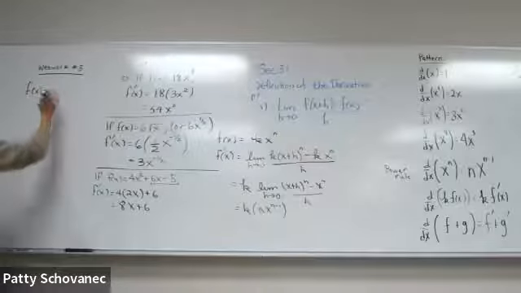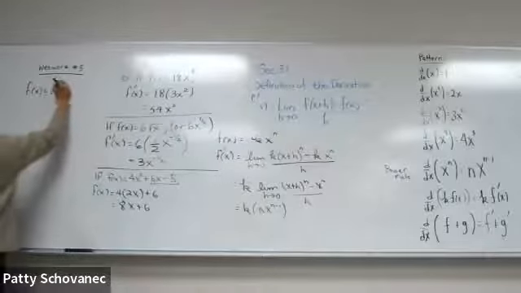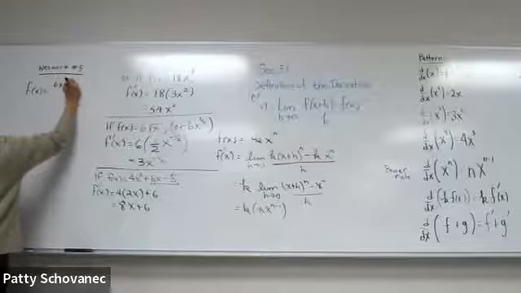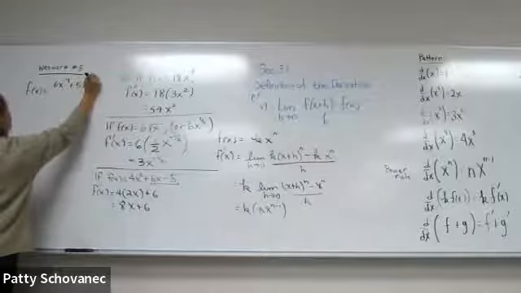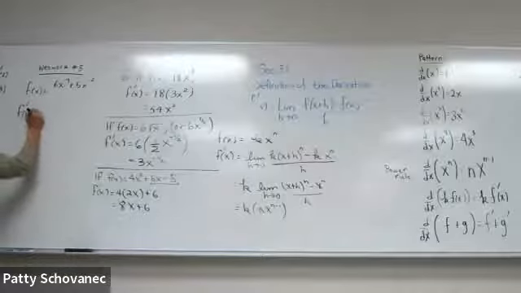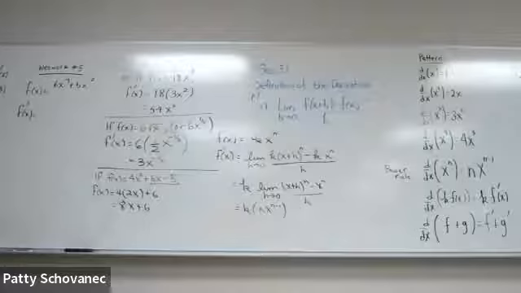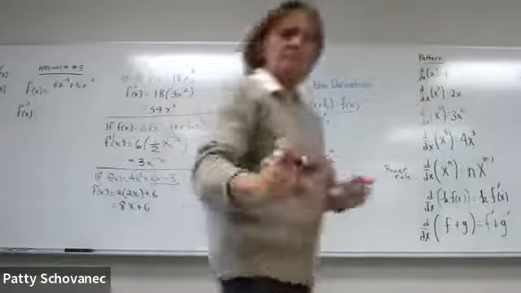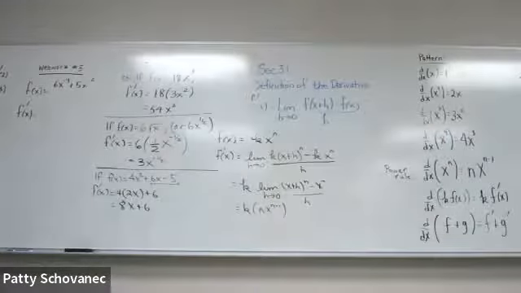F of x equals 6x to the negative 4th plus 5x to the negative 2nd. We want to find F prime of 2 and F prime of negative 3. So let's find f prime at x. See if these guys can see it.